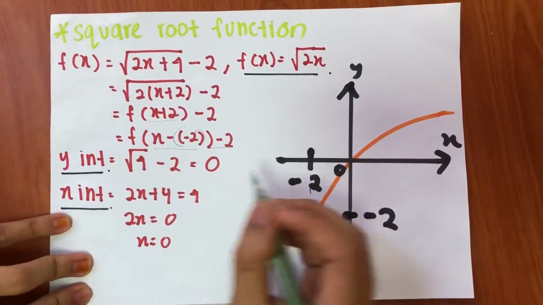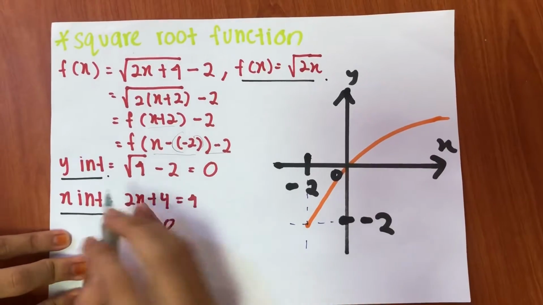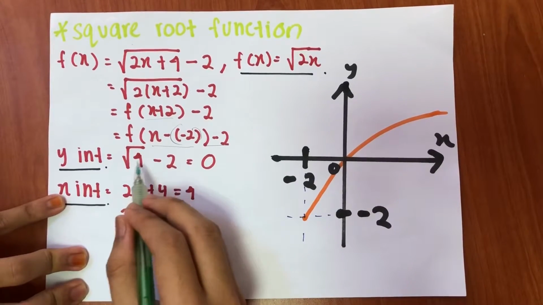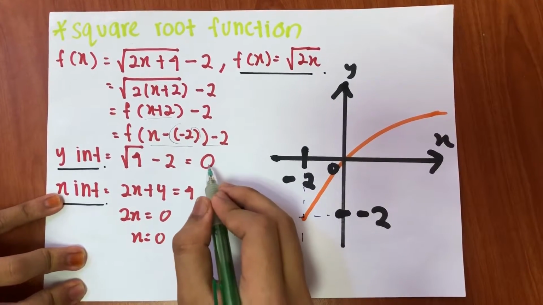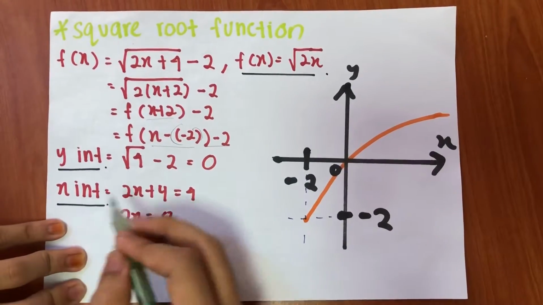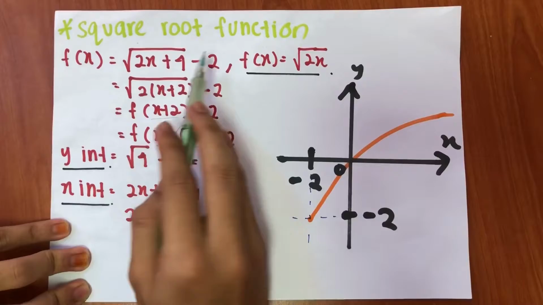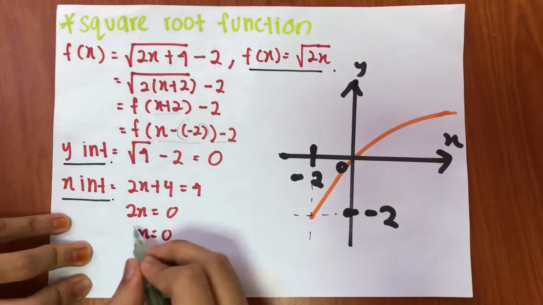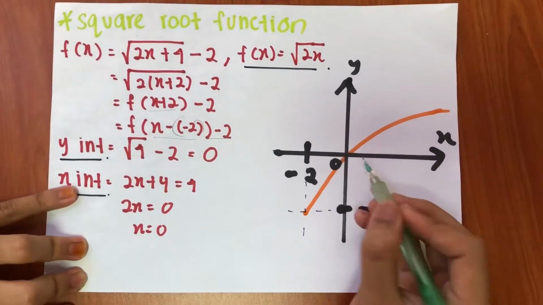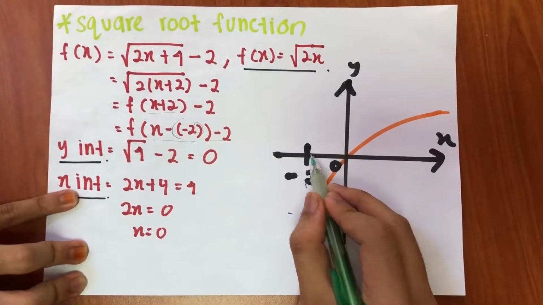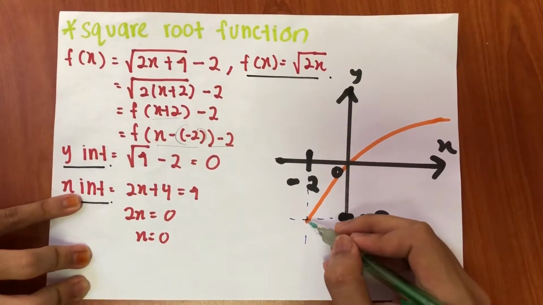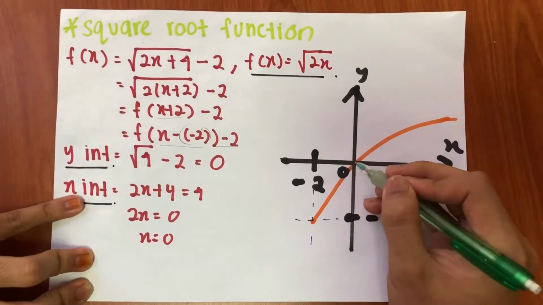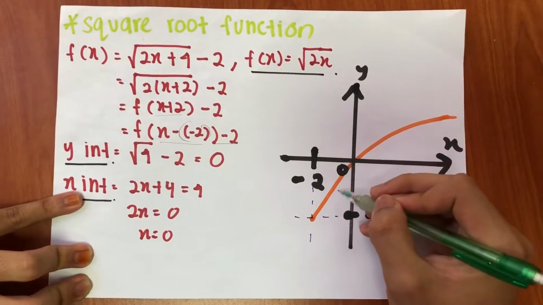So the next thing is we have to find the y-intercept and the x-intercept. For the y-intercept, we have to substitute x equal to 0. So we have square root of 4 minus 2, which equals 0. While for the x-intercept, we have to set the whole equation equal to 0. After some calculation, we got x equal to 0. So the graph will be shifted to the left 2 units and downward 2 units. So we have to make our graph from the point crossing the y-intercept and the x-intercept, which is the origin.